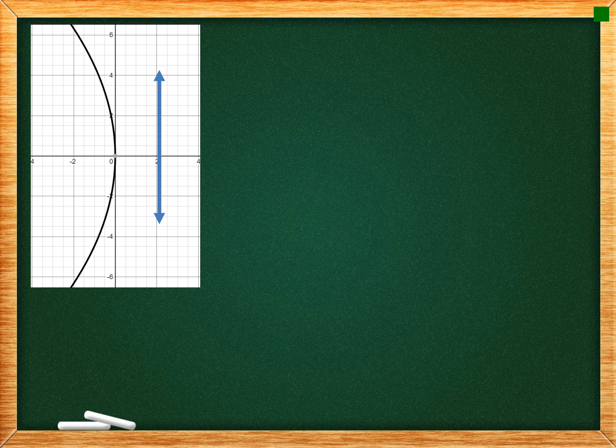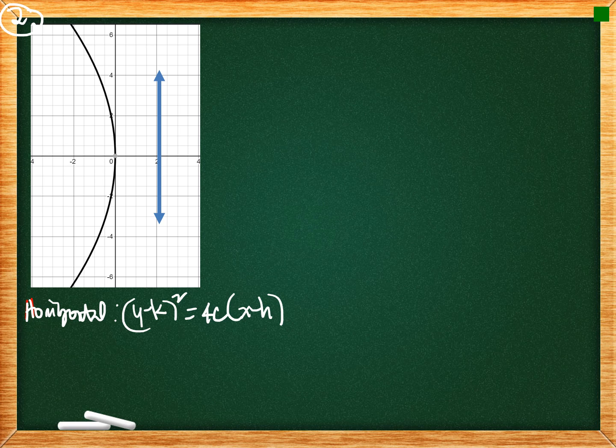Okay, so this is item number 2. Let me number this one. I missed numbering the items. Okay, number 2. This time, the graph now is opening towards the left. So we know that this is a horizontal parabola, and the equation is y minus k quantity squared equal to 4c times x minus h. This is the standard form of the equation of a parabola that is horizontal.